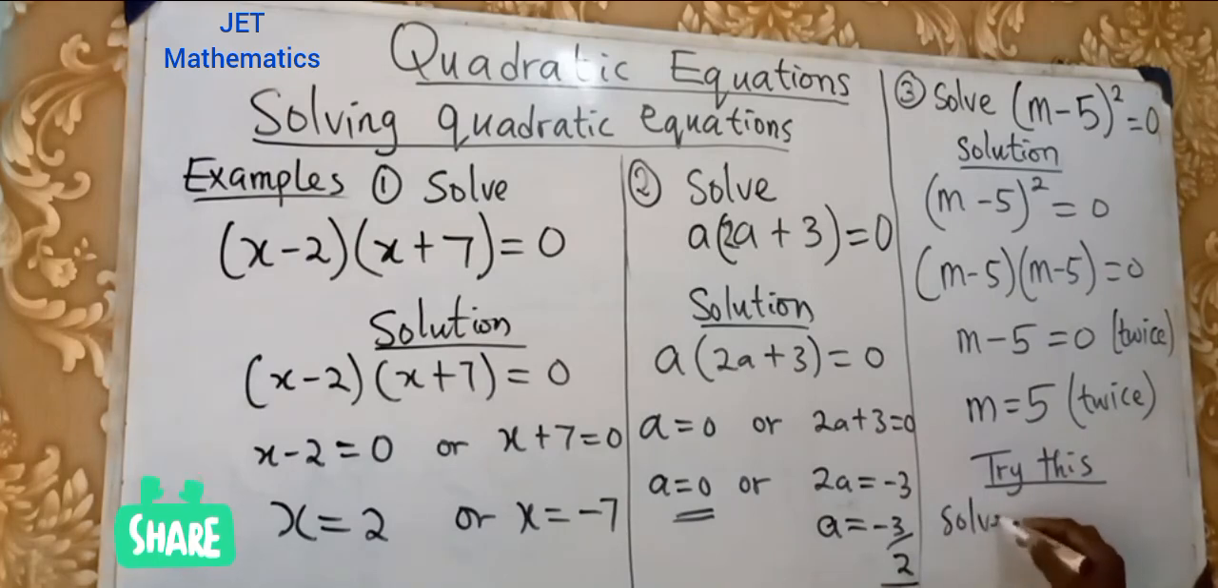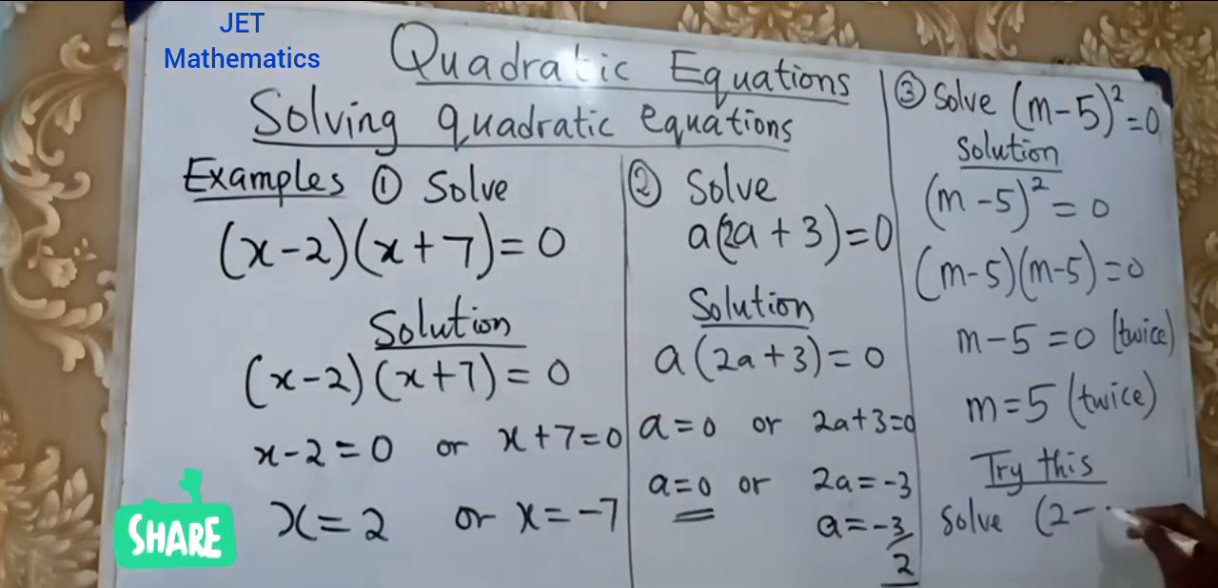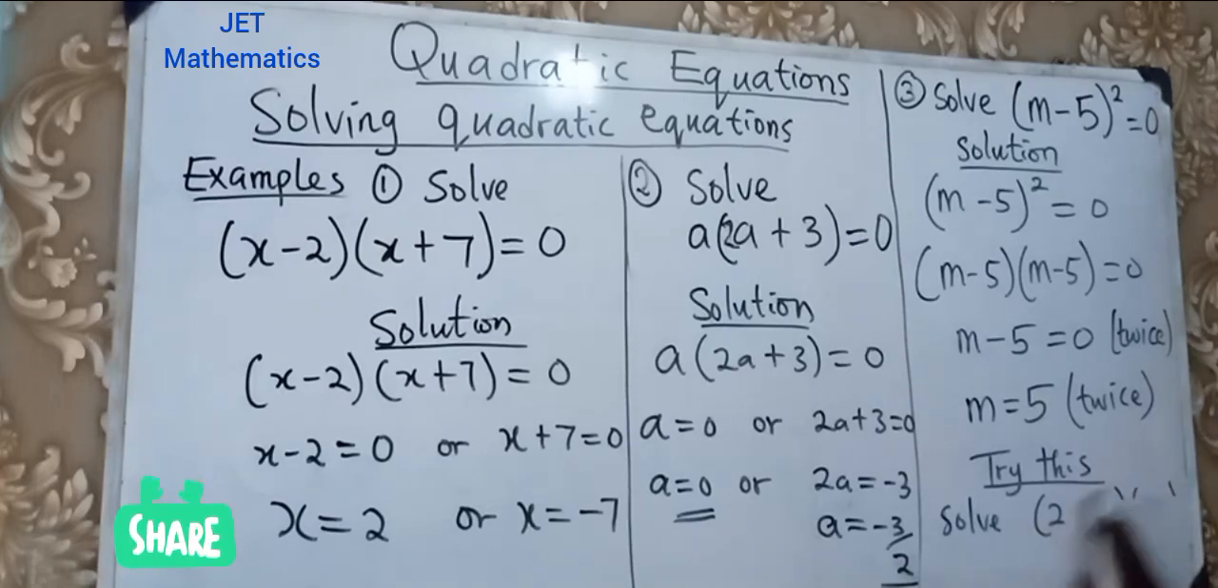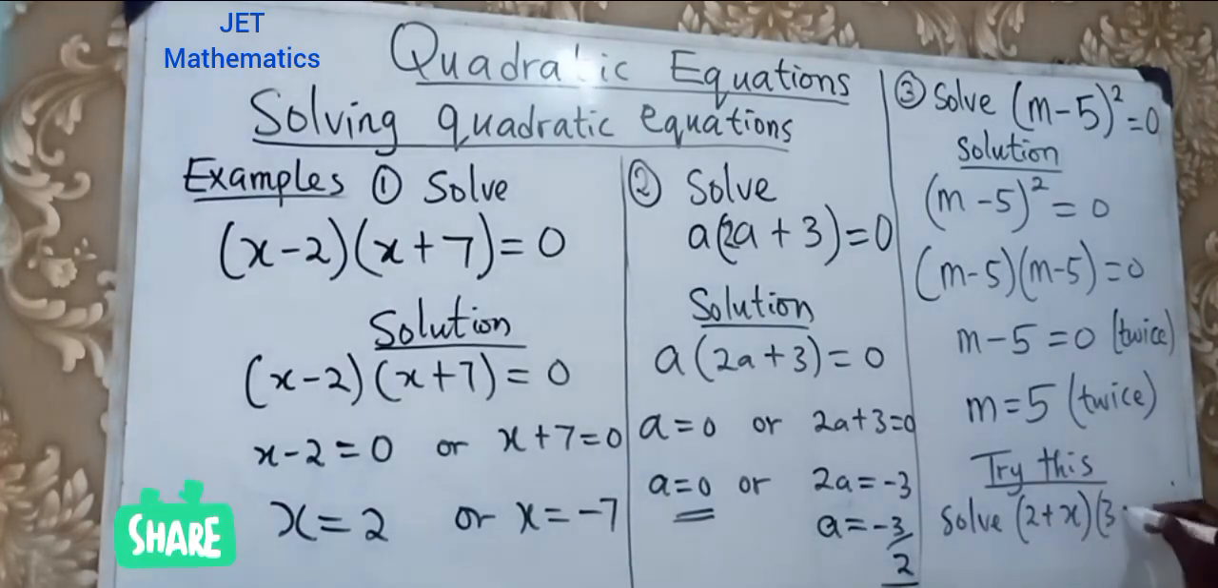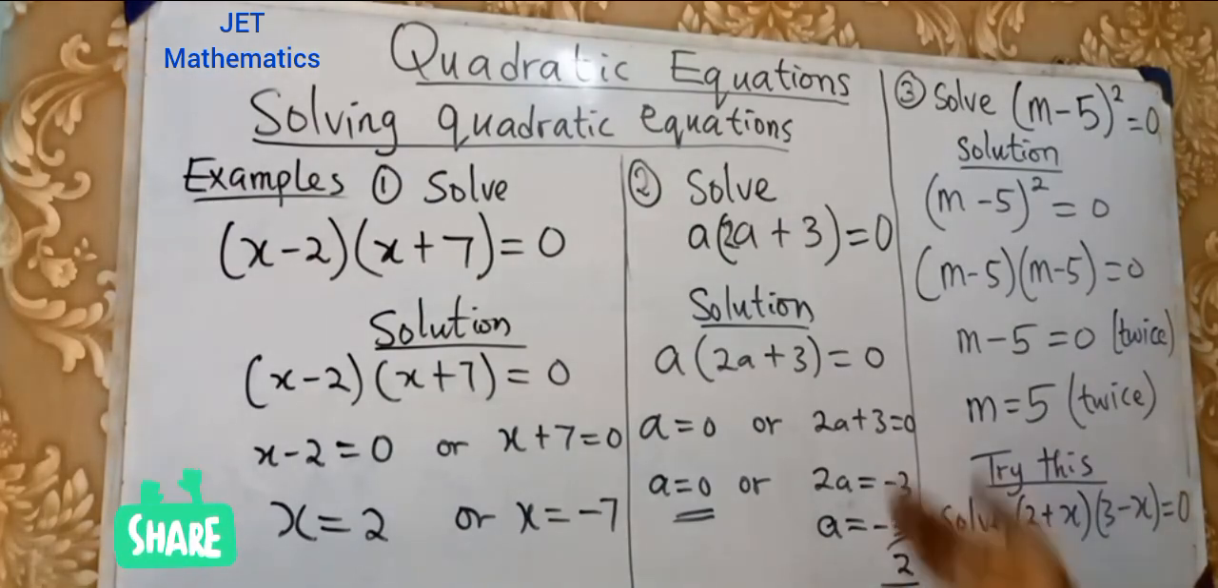Solve (2 plus s)(3 minus s) equals 0. So that's your exercise. Please, if you have any question, you can drop it at the comment section.